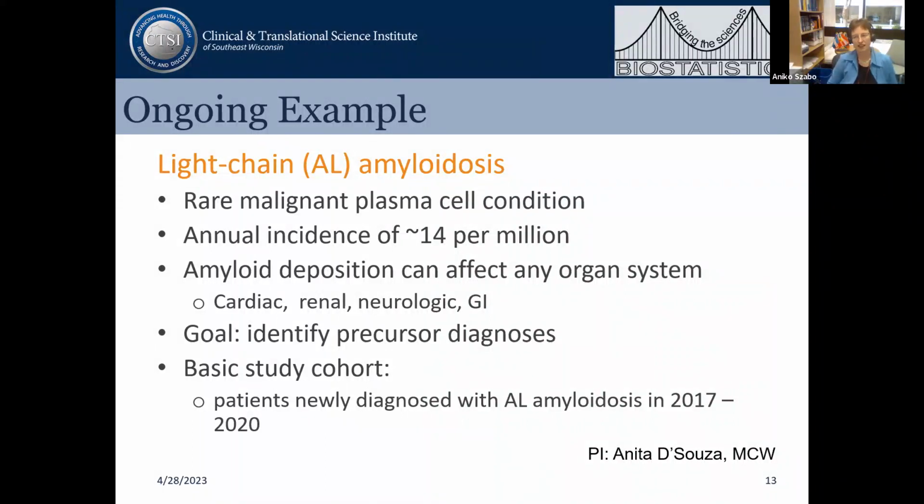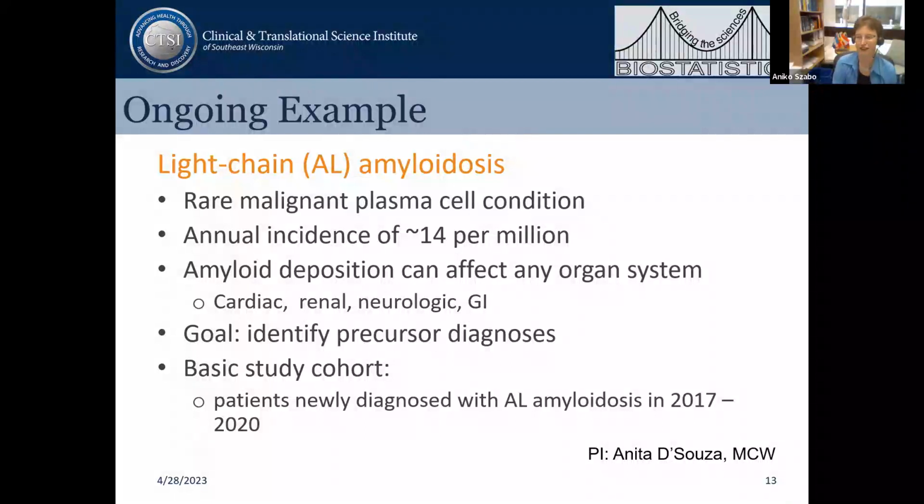The goal of the study was to identify, before the AL diagnosis happens, what kind of other diagnoses associated with symptoms in these various organ systems that can be affected patients have, and what's the timing of these diagnoses. And so the basic study cohort that we want to pull is patients with newly diagnosed AL amyloidosis in some time frame. So that's the setting.